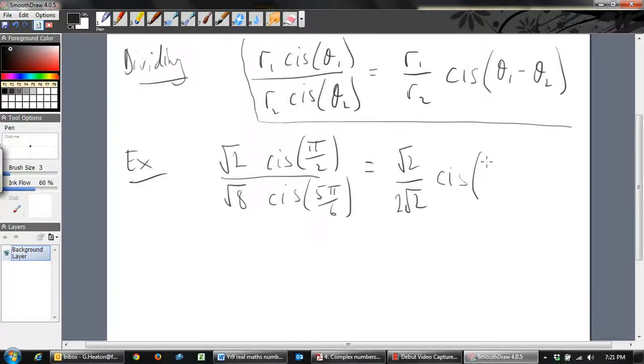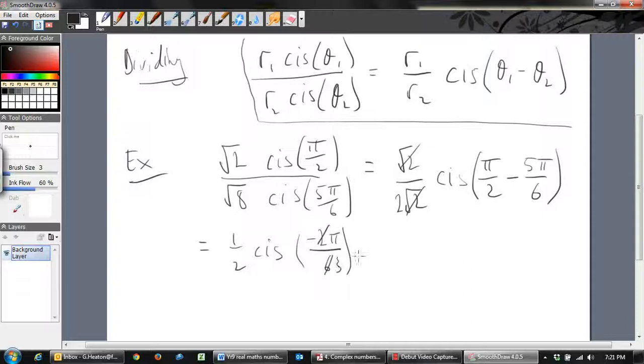Cis, and then what happens is we just subtract your arguments. Pi on 2 minus 5 pi on 6. Great, equals half. Your root 2 is cancelled. Half cis, and let's put it over 6. And then you're going to have 3 pi minus 5 pi, so that's going to be negative 2 pi, which is negative pi over 3, and that's within our argument range.